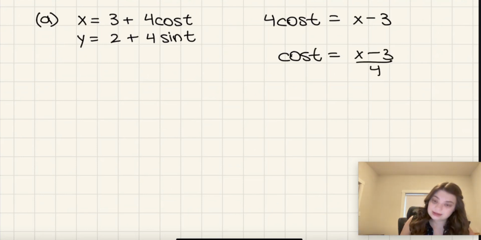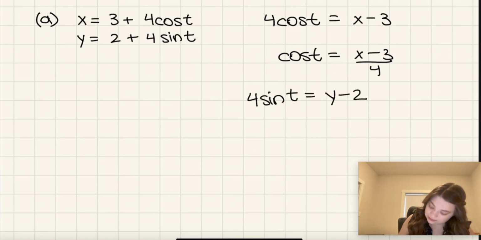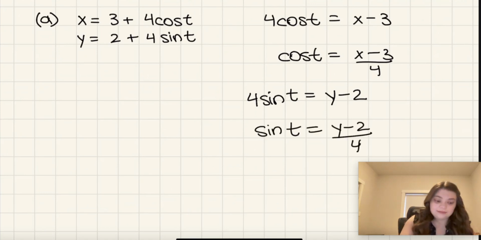And then I'll do the same thing for the second equation here. Originally, the equation is y equals 2 plus 4 sine t. If I subtract 2 from both sides, I get that 4 sine t is equal to y minus 2. And if I divide both sides by 4, I get that sine t is equal to y minus 2 divided by 4. And there we go.